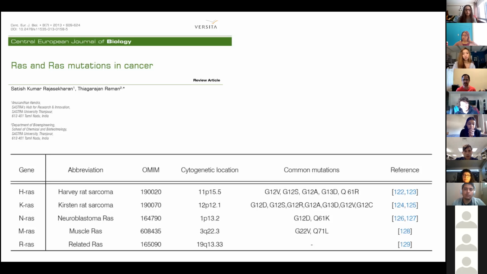And let's imagine that the signal that RAS is sending to the cell is divide, divide, divide. What happens then if there is a mutation and that signal is all the time on? The cells are going to start dividing very quickly and nonstop. So that's one example of what can happen if there's a point mutation in a gene like the RAS gene.